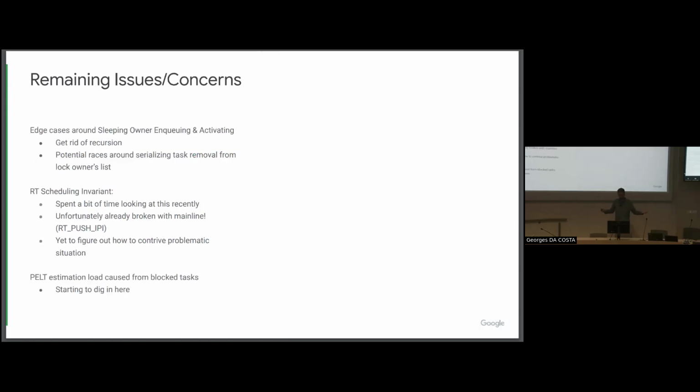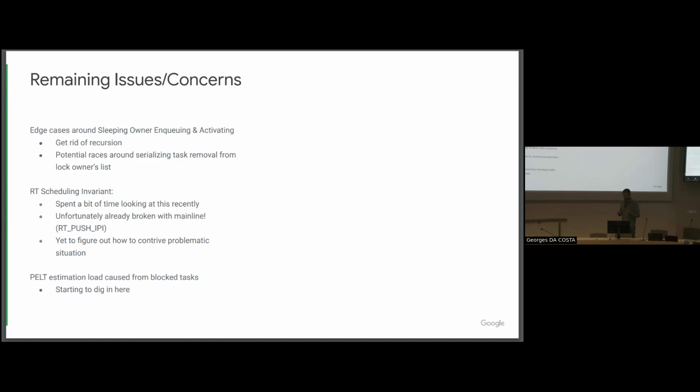As far as the current issues and concerns, yeah, the sleeping owner and queuing and activation is messy to me. In the last revision, it was implemented with some recursion just because that was easier to think through. I've just recently rewritten it to get rid of that, so I'm chasing out any issues in that and making sure it's still stable.